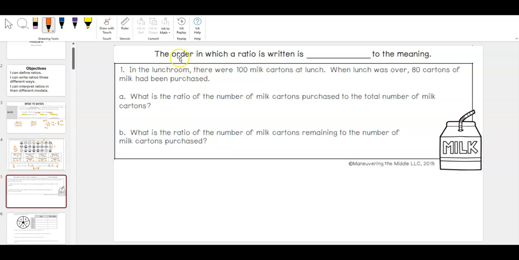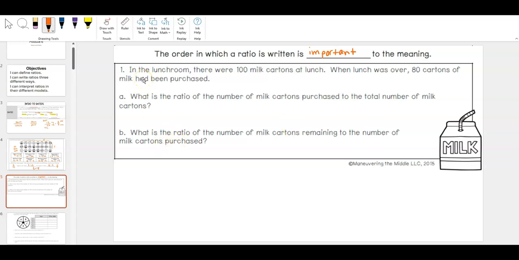Okay, so in this next one, it does say the order in which a ratio is written is important to the meaning, because it is. The order in which we write these ratios is important. All right, we have another example here.